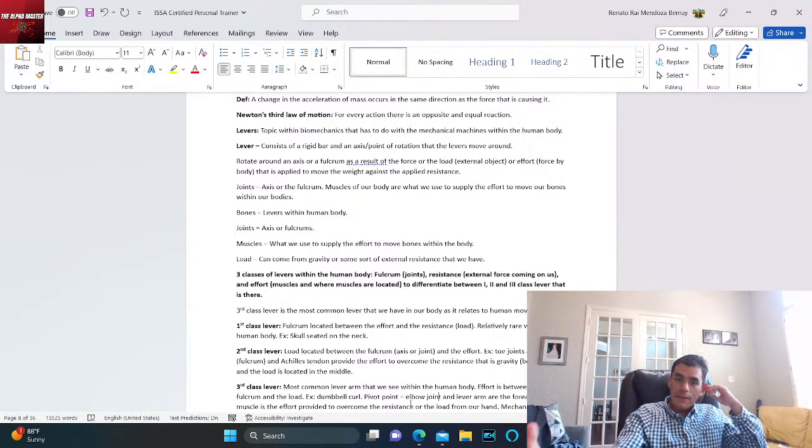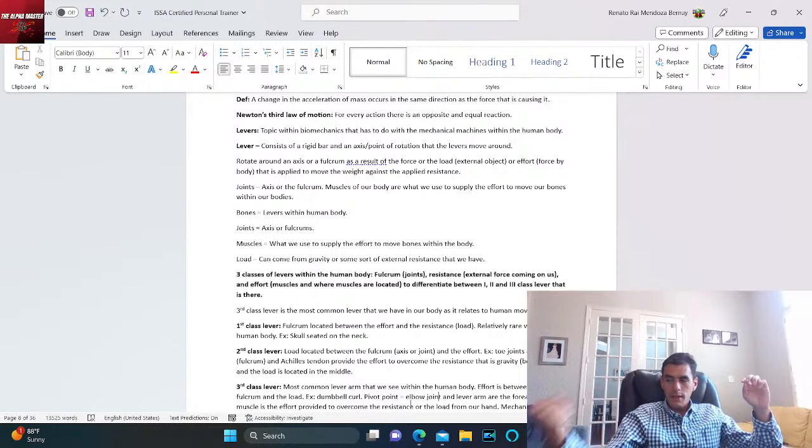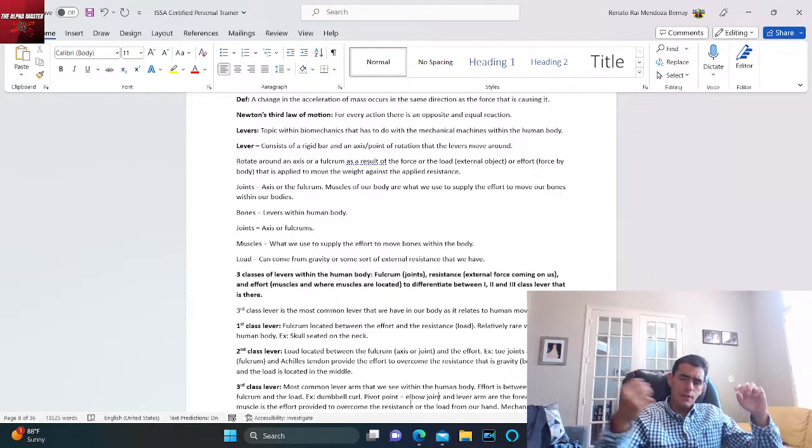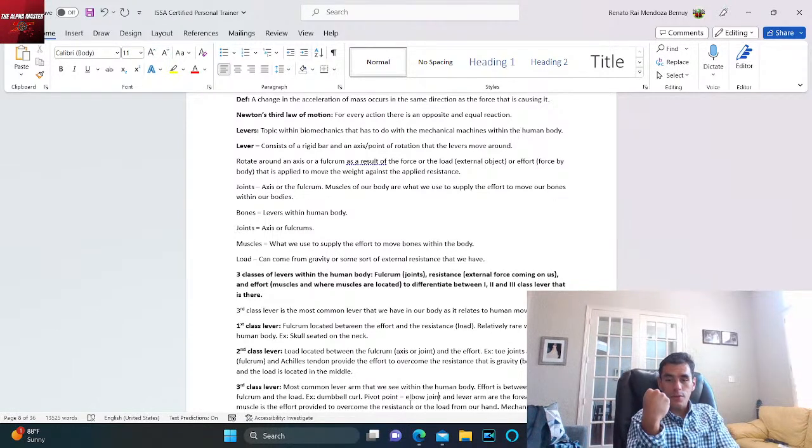That's why the third class lever is the most common, because the effort is located between the fulcrum and the load. The load is up here, in the biceps curl. The load is the dumbbell, the amount of weight in the dumbbell. The fulcrum is the elbow joint, and the effort is in the biceps brachii. So the effort is located between the fulcrum and the load.